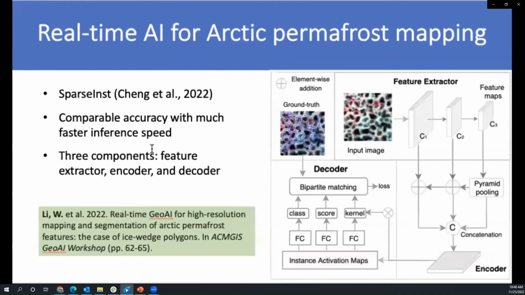So to address this issue, here I introduce our recent work in developing real-time AI for Arctic permafrost mapping. And this work uses a state-of-the-art model called SparseInst to achieve real-time processing. The advantage of this model is that it can yield comparable detection accuracy to the currently popular segmentation models, such as Mask R-CNN, but at a much faster speed. And it achieved this by introducing a few new learning strategies.